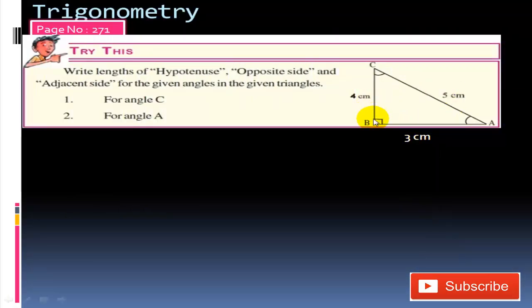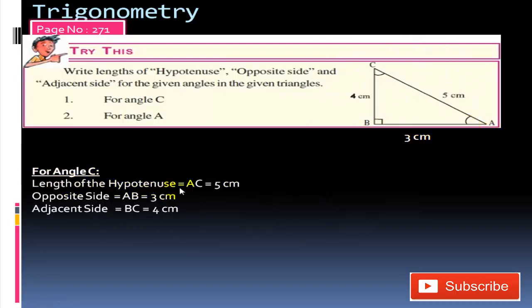Just now we have already found AB equal to 3 centimeters. Now come to the problem. Write the lengths of hypotenuse, opposite side and adjacent side for the given angles in the given triangles. In this, there are two problems. First one is for angle C, we have to write hypotenuse, opposite side and adjacent side. Hypotenuse is common for both. For angle A, this is opposite side and this is adjacent side.